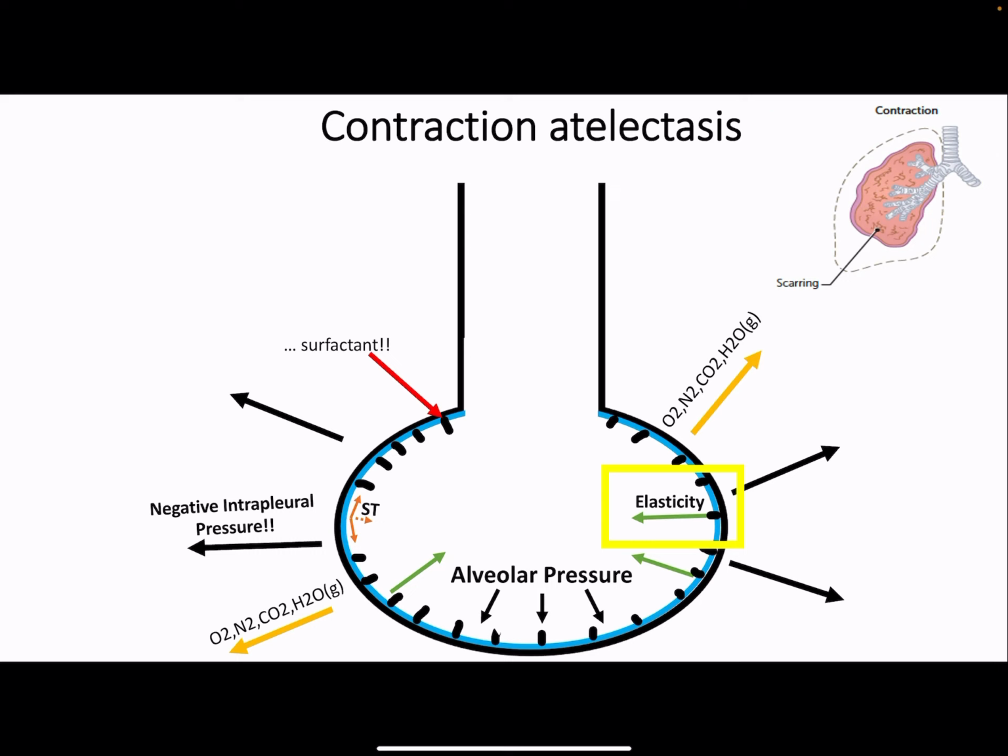And then contraction is maybe you had cancer, you have radiation, you took too much bleomycin or busulfan, you inhaled too much coal dust or something, or just idiopathic pulmonary fibrosis, too much elasticity. This can contract stronger, and it's a restrictive lung disease, and this is also going to cause a collapse.